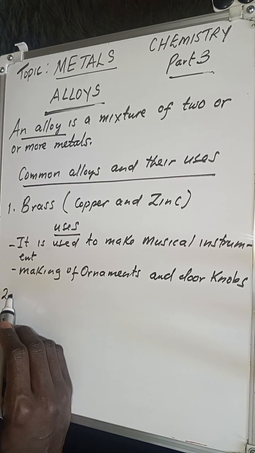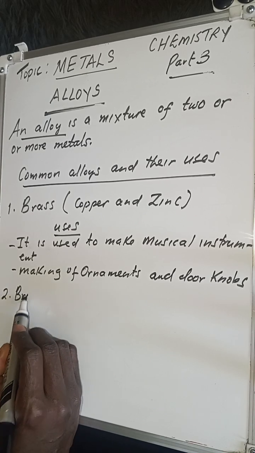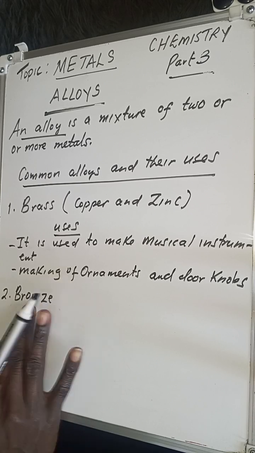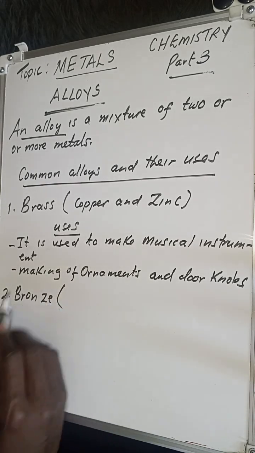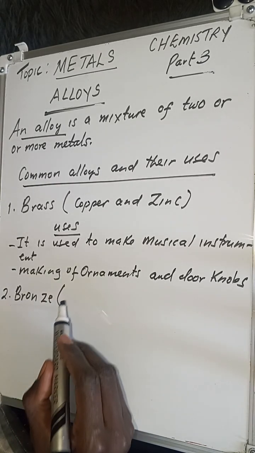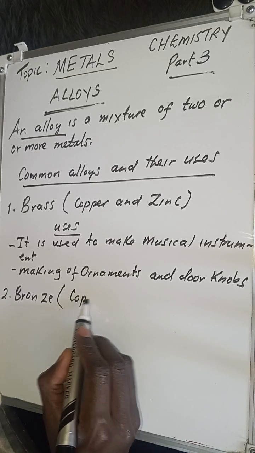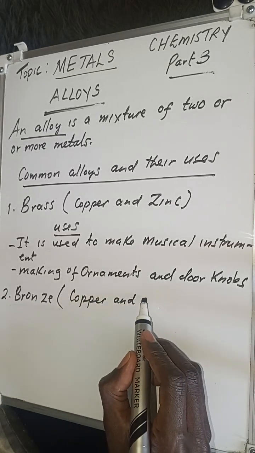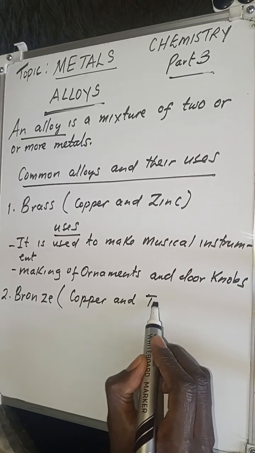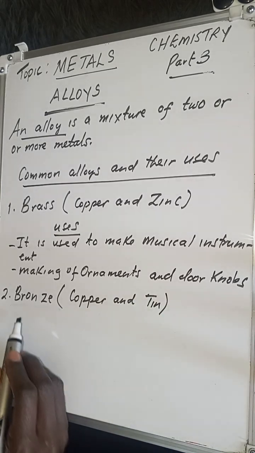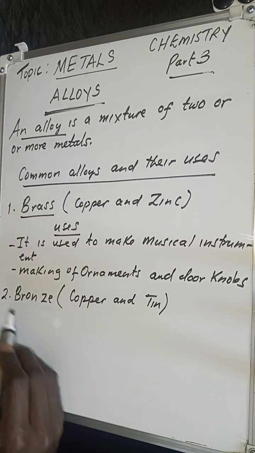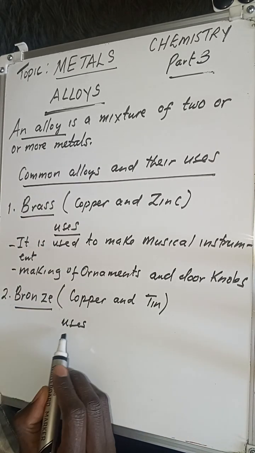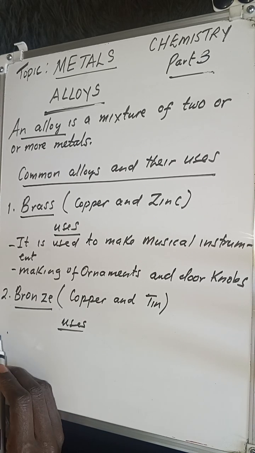Another alloy that you need to remember that is common is what we call bronze. What are the elements or metals that make up bronze? Bronze is mainly made up of copper again and what we call tin. So it is made up of copper and tin. So copper and tin make up what we are calling bronze. What are the uses of bronze?